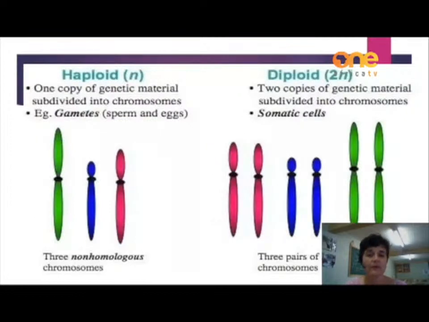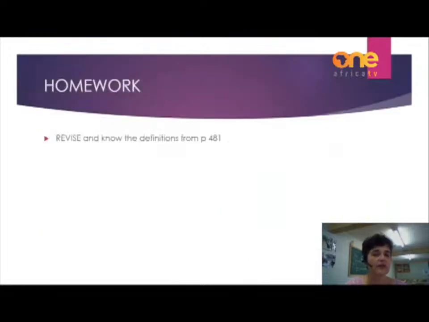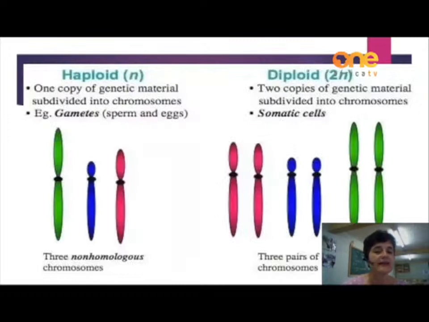What we also know is that if I only have half the number of the chromosomes, I have the haploid number. So if I have only one copy of the genetic material, I do not have this chromosome's homologous partner. I have only one copy of the genetic material, as what we will find in the gametes. I have the haploid number, and we use the symbol N.